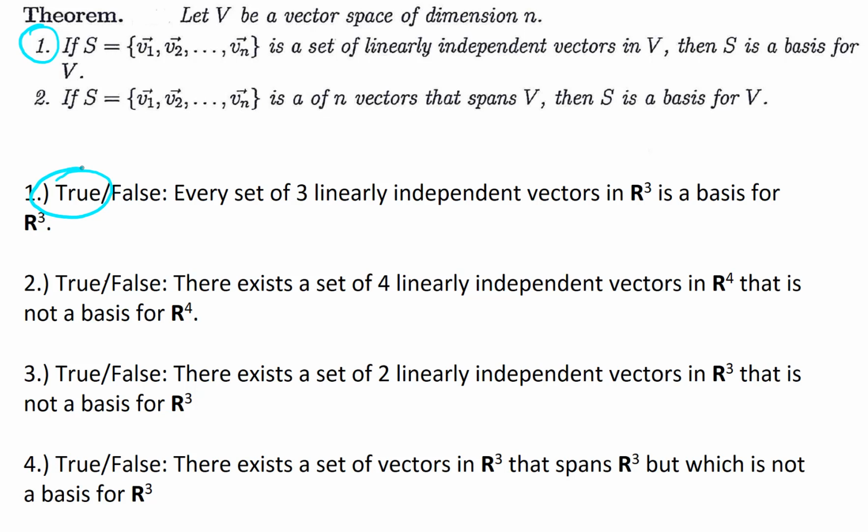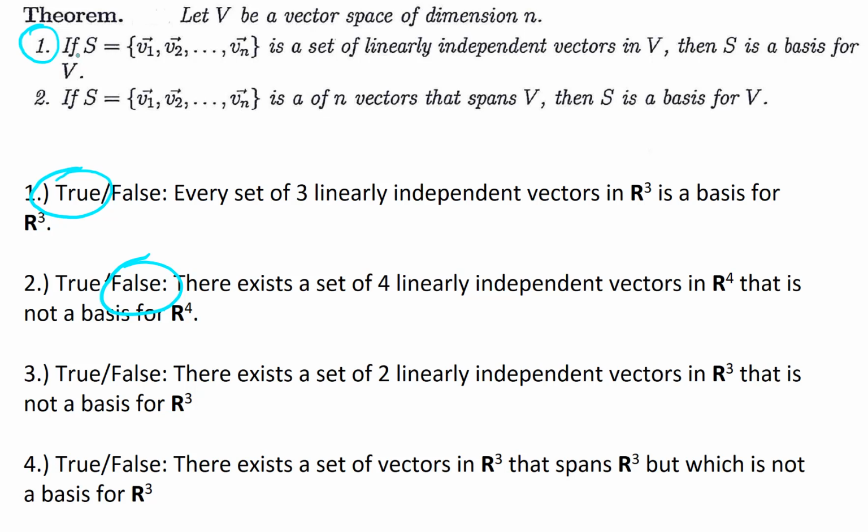Number 2. There exists a set of 4 linearly independent vectors in R4 that is not a basis for R4. Well, that's false. Again, by our theorem, part 1, we know that if we have 4 linearly independent vectors in R4, then we do have a basis for R4.